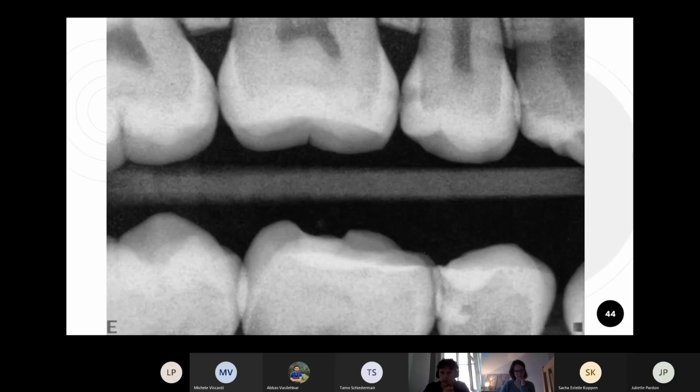All right, this one, now we have the smaller ones, the bite wings, so I'm just going to give you a few seconds to have a look at it, and then I'm going to go over it.